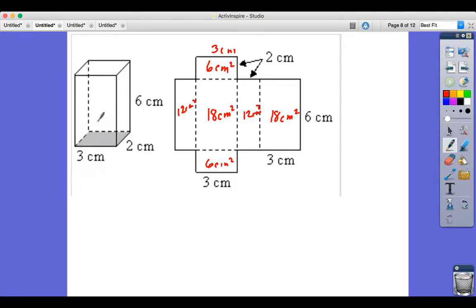So we took this prism and unfolded it, got the area of each little piece, and then we add them all up. So we have 18 plus 18 plus 12 plus 12 plus 6 plus 6. When you add all this together, that would be 72. So 72 centimeters squared is the surface area of this prism. We got it by taking every little rectangle, getting each little area, then adding them all up. So that is surface area: you get every little area on the surface, and then you add them up.